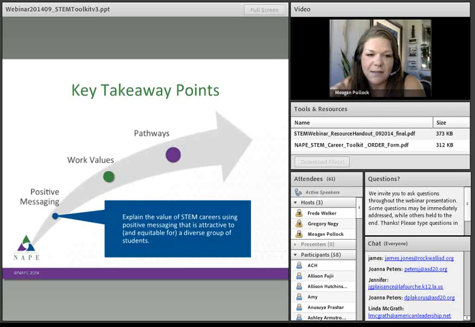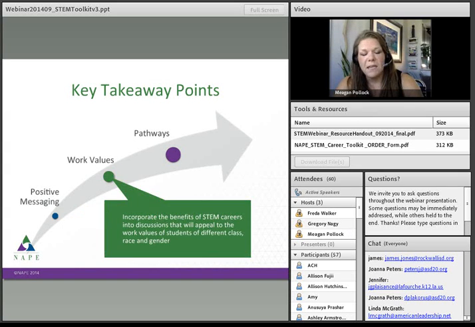And it's a great opportunity for students who may be in poverty, may be in a family where they haven't gone to college. These are great careers for them to change their family trajectory as well, because they are high paying and they are offering great job security. But to do that, we've got to be able to explain the value of STEM careers using that positive messaging, and we want to be able to use the language that is attractive and equitable to a large group of students.